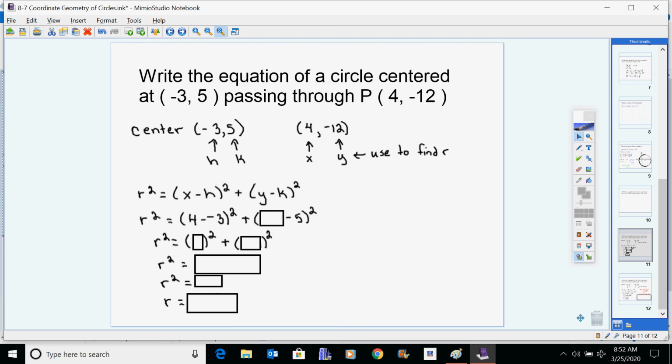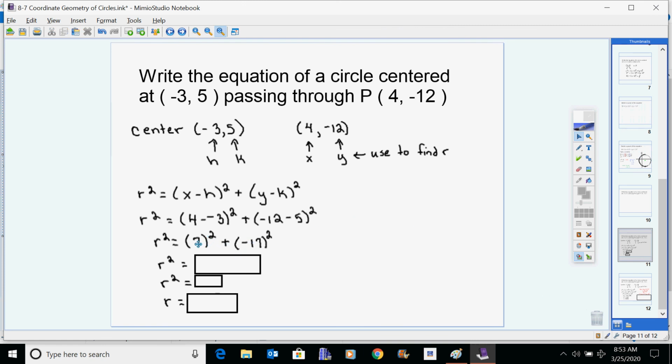So I've got my 4 and my -12. 4 and -12 are our x and y. Now we begin to simplify these. Keep, change. So 4 minus -3 is 4 plus 3, which gives you 7. Negative 12 minus 5, just to remind you, start at negative 12 and keep going further to the left on the number line so you get more negatives, so you get to negative 17.